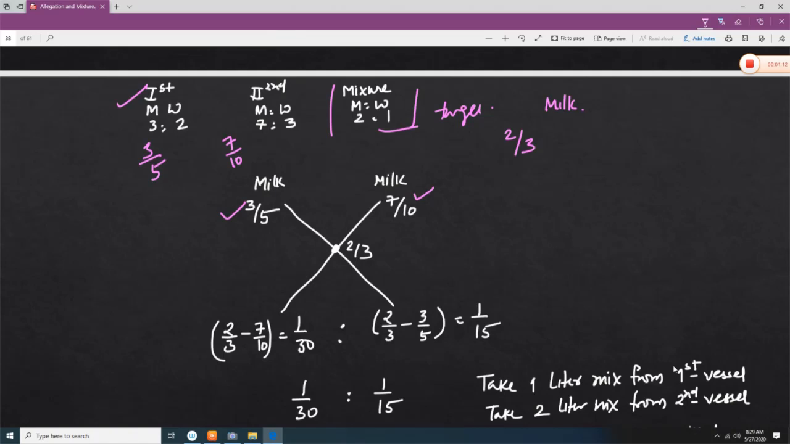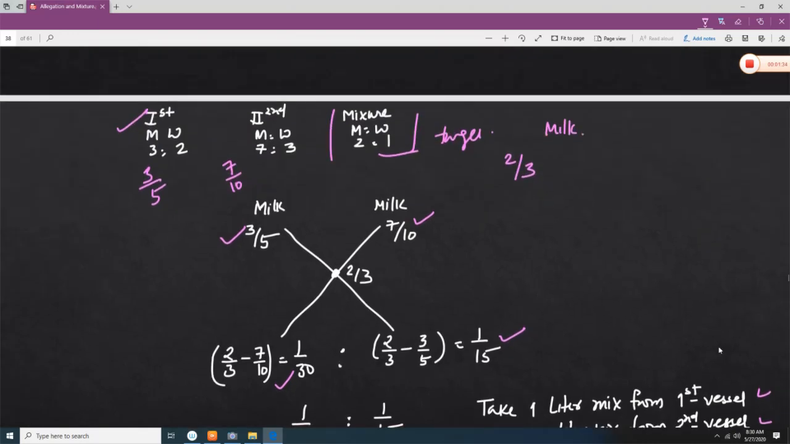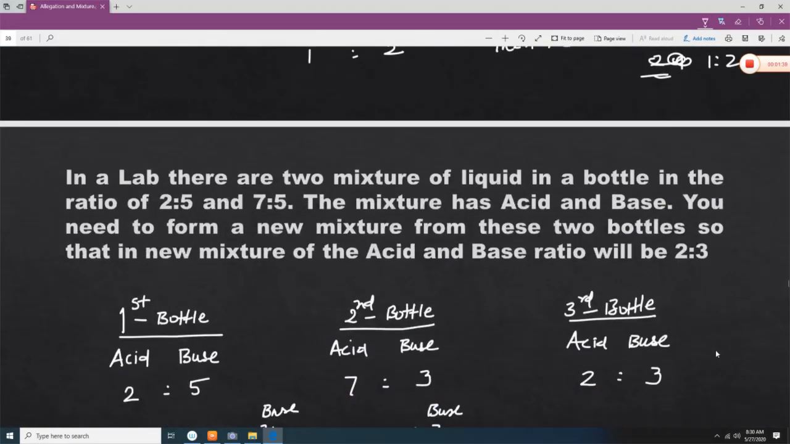So 2/3. Now 2/3 minus 7/10 is 1/30, and 2/3 minus 3/5 is 1/15. So 1/30 is to 1/15, that is going to be 1:2. So take 1 liter of mixture from the first vessel and 2 liters of mixture from the second vessel. Then the mixing ratio will be 2:1.